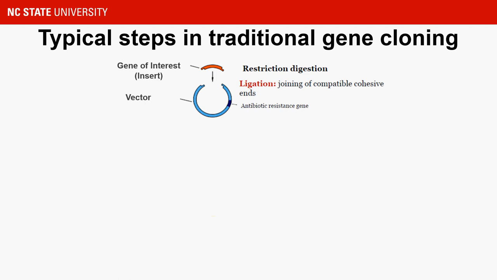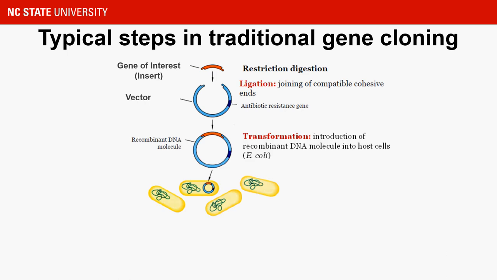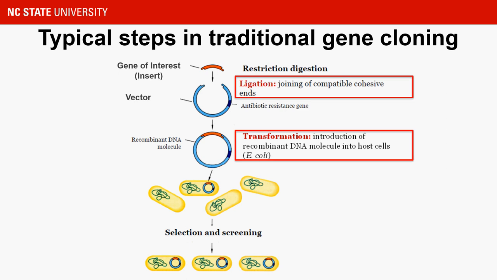Following the restriction enzyme digestion, we will perform a ligation reaction to join the two pieces together to form the recombinant plasmid. Following ligation, we can transform the recombinant plasmid into competent E. coli cells. We can then plate the transformed E. coli cells onto a selection plate and screen for the positive clones. Today, we are going to focus on ligation and transformation.